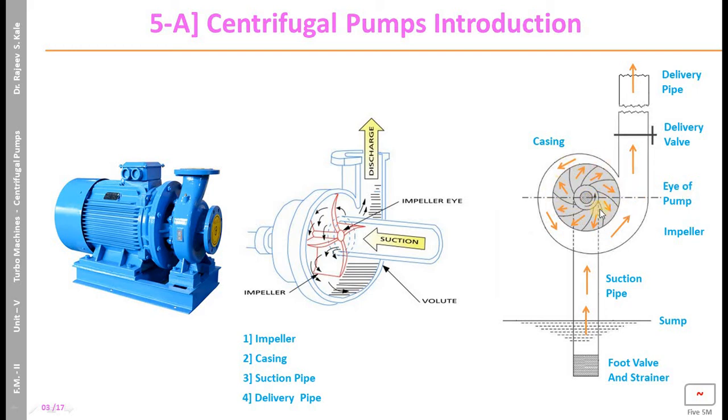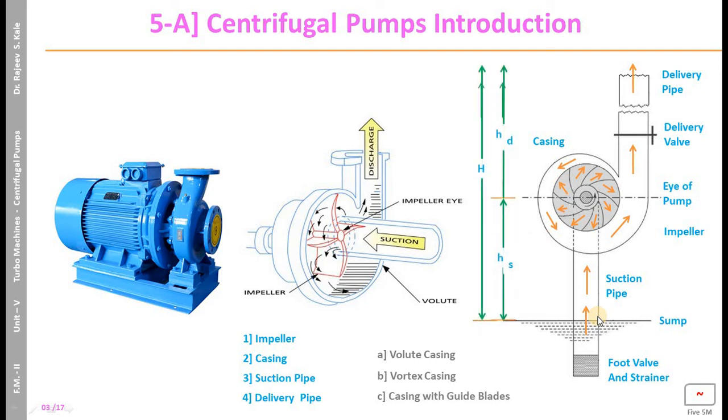Now all this mechanism you can fit into a closed casing so that water will not go outside. So these are the important components of a centrifugal pump: impeller, casing, suction pipe, delivery pipe. Impeller, casing, suction pipe and delivery pipe. We'll study in detail the casing of different types: volute casing, vortex casing, casing with guide blades.